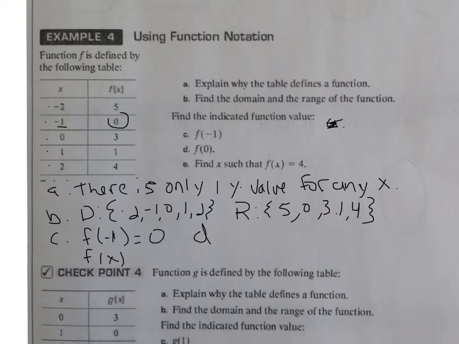We're going to do the same thing for d. F of 0. We're looking at 0 for the x now. Its value is 3. So f of 0 equals 3. And e is a little different. It says find x such that f of x equals 4. So now we're not given the x, we're kind of given the answer. We're told what f of x equals.